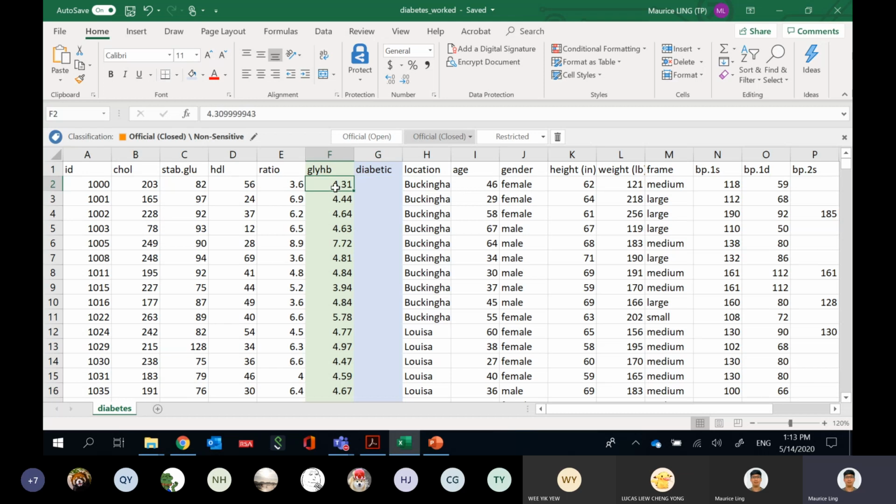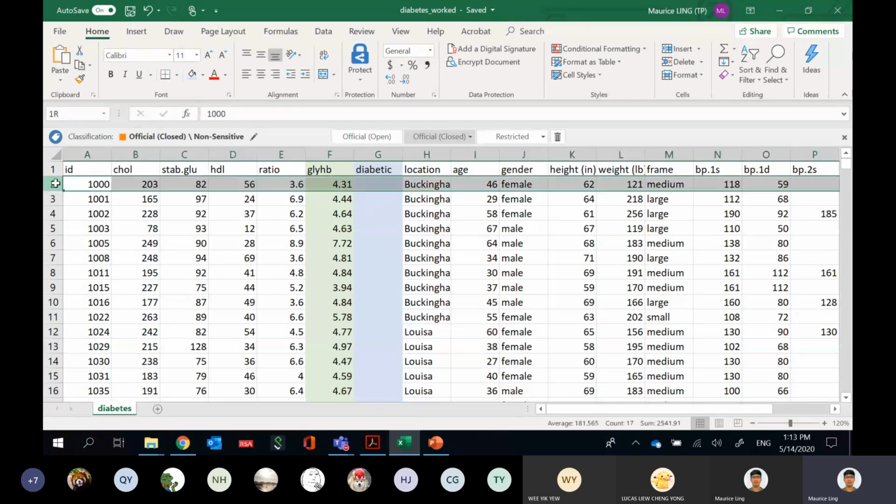So let's see. Is this patient ID 1000? Is he or she diabetic or not? Is she? So is she diabetic?